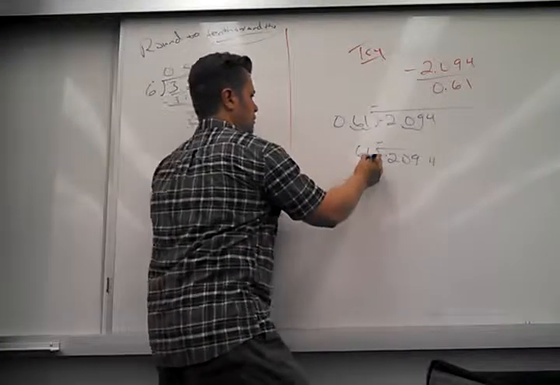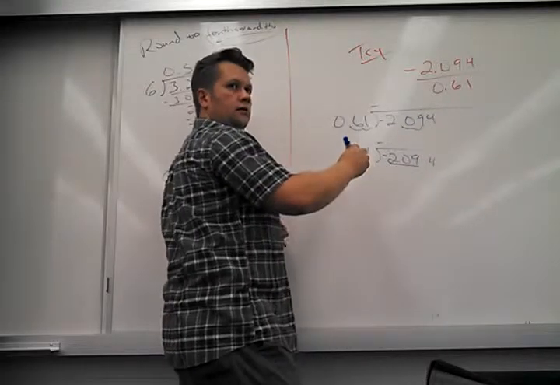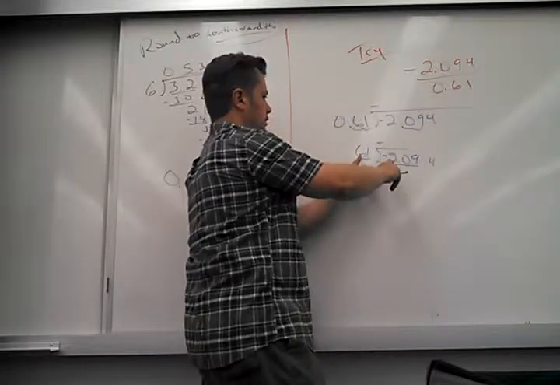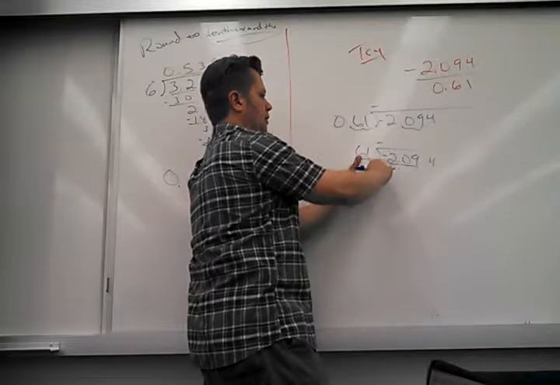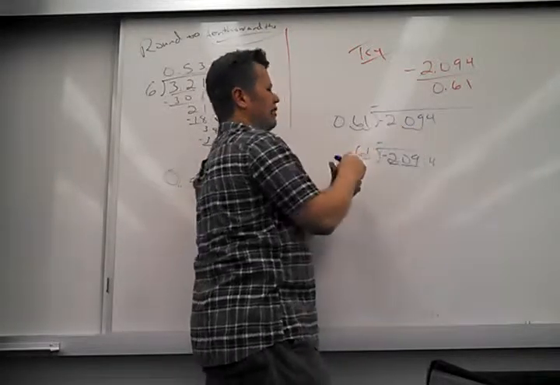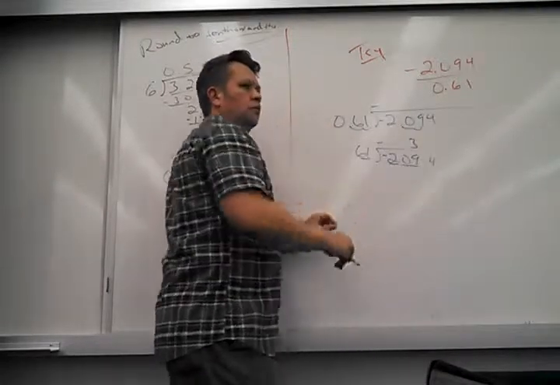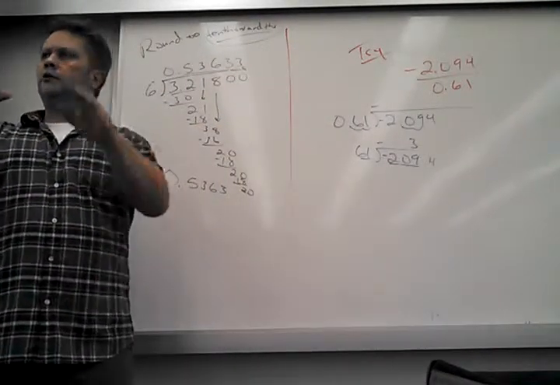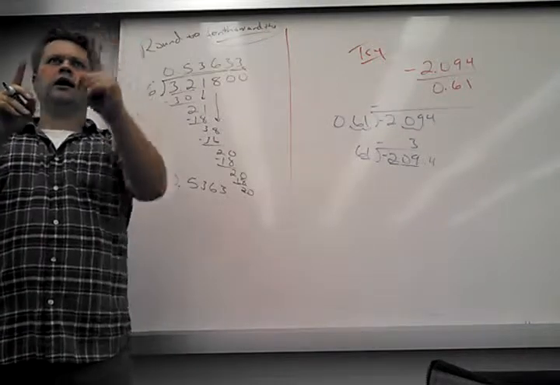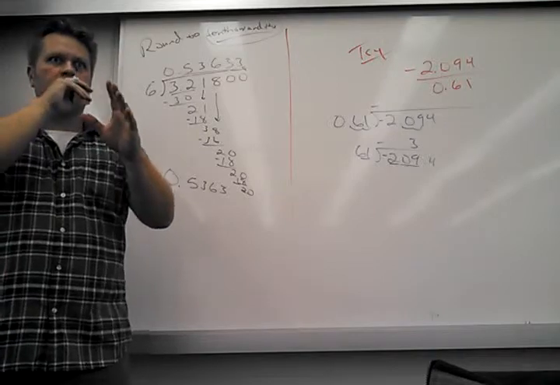So 61 doesn't go into 2 or 20, but it does go into 209. And then you can kind of focus, I love it, 6 into 20. You can kind of approximate it by forgetting the last number. 6 into 20 3 times. Where's that 3 go? Over the 9. Over the 9. I love it. So placement is so key when you have these decimals. The spot has to be well known, or else you're going to be guessing and very often getting it wrong.